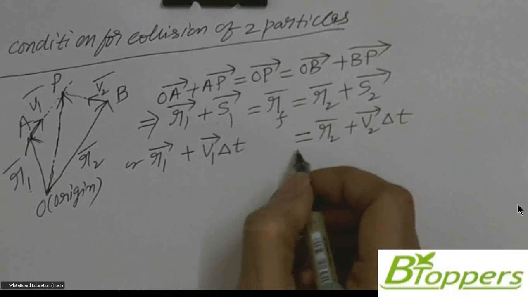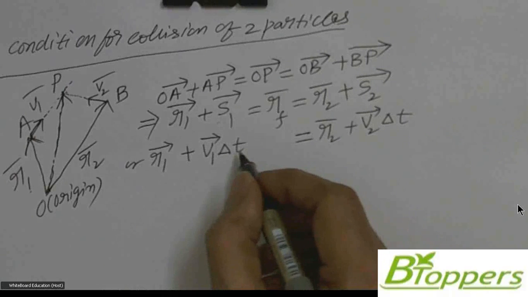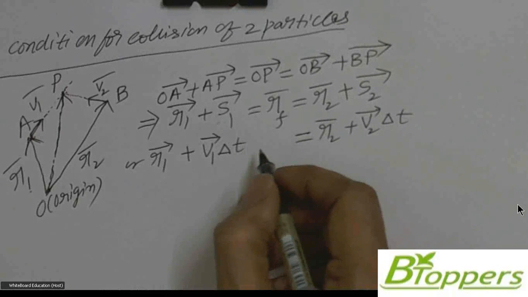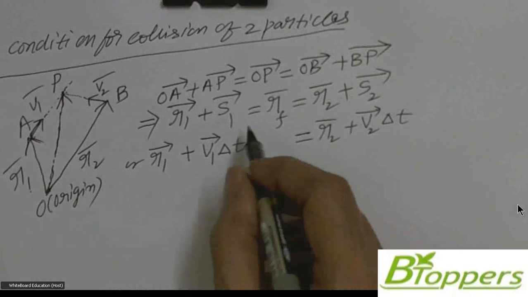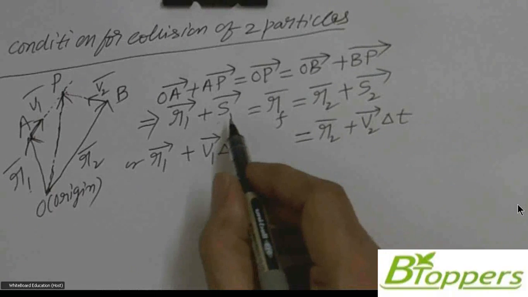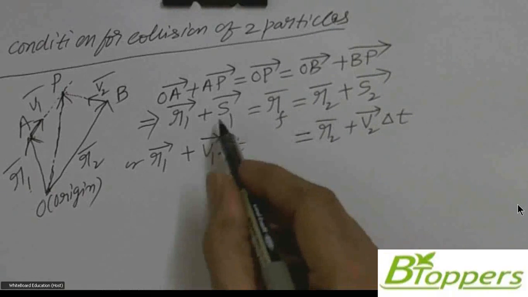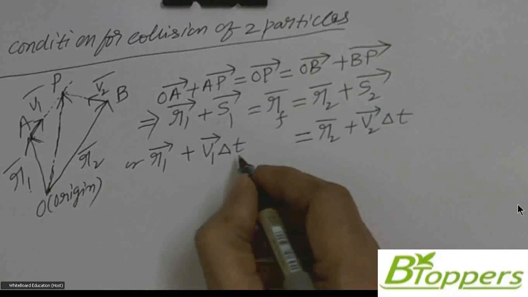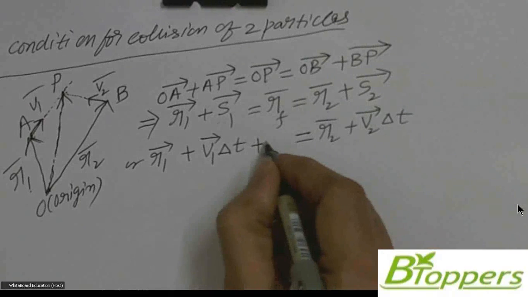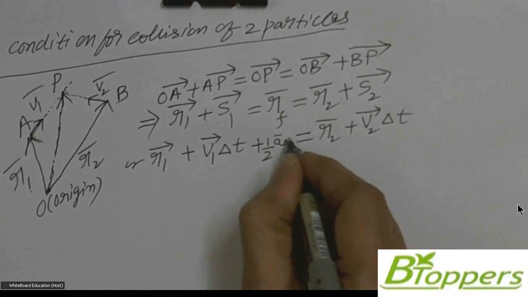even if both the particles move with constant accelerations, if the acceleration is the same for both. In case both the particles move with uniform acceleration, I mean with the same uniform acceleration or with the same constant acceleration, then S1 bar can be written as V1 bar into delta t plus half A bar into delta t square.